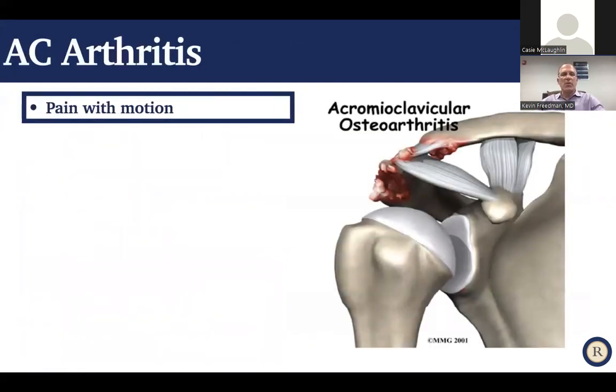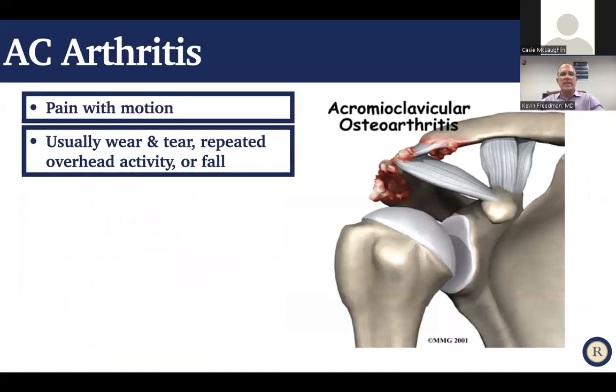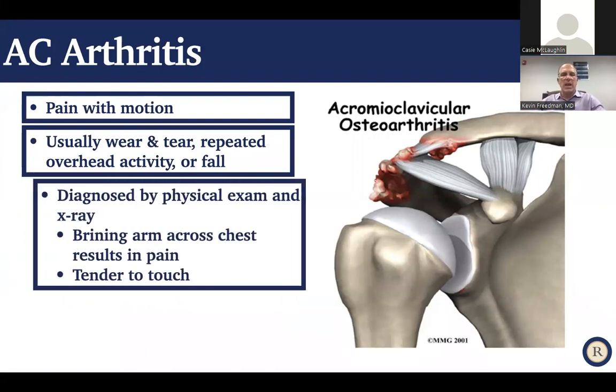Again, AC joint arthritis causes pain with motion. It's directed right on top of the shoulder. It's typically from wear and tear or repeat overhead activity. Sometimes it's aggravated by a fall and people have pain on top of their shoulder.